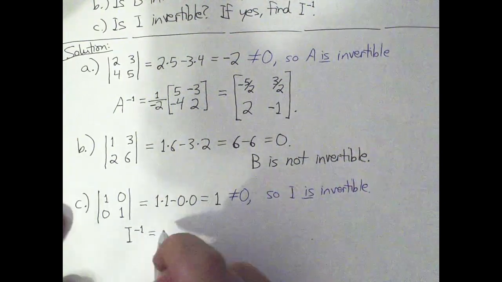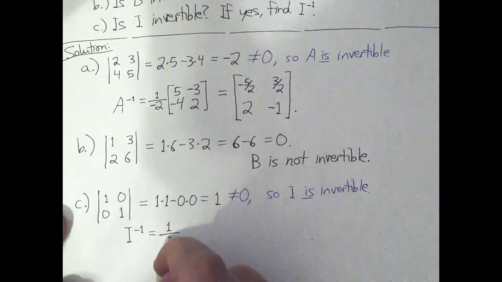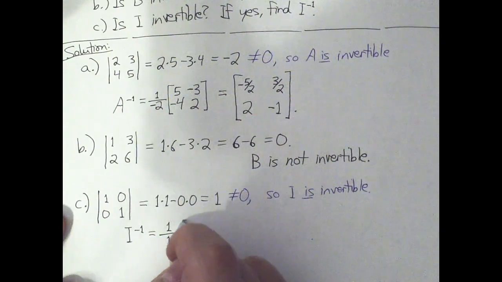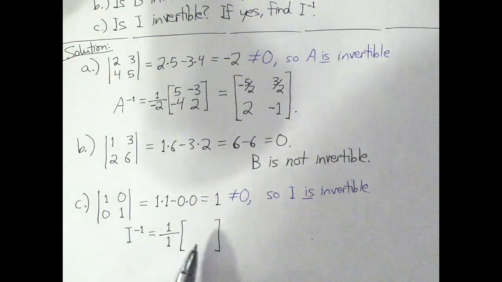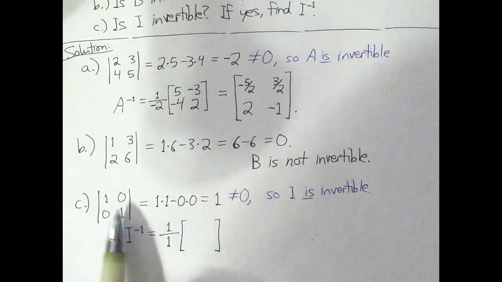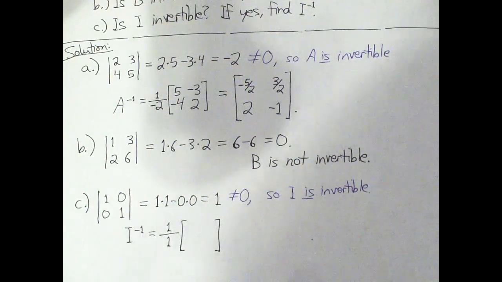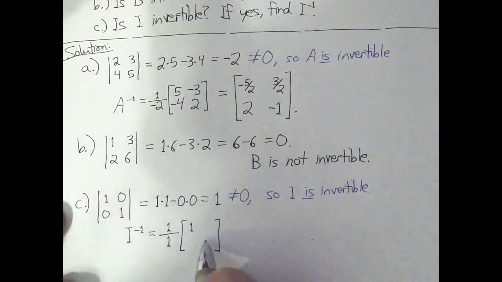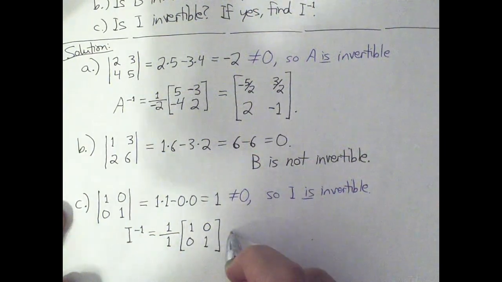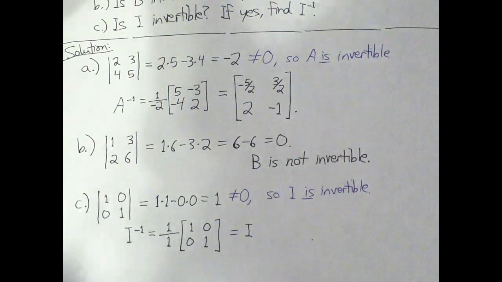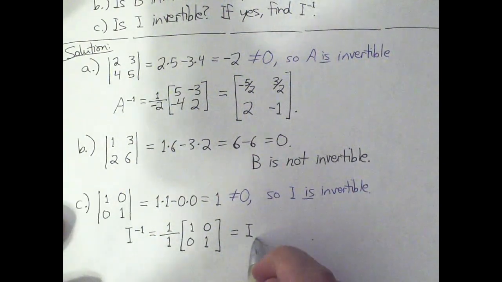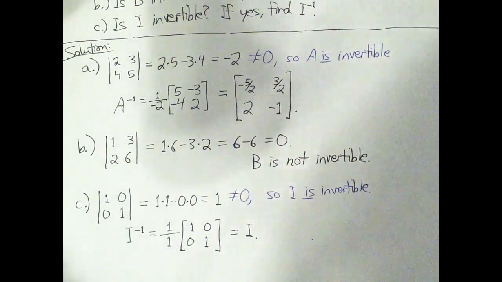I inverse is 1 over the determinant, which we found to be 1, times, all right, let's think about how these pieces swap around. You know how I've been saying that A and D trade places with each other? Well, the 1 and the 1 swap places with each other. The B and the C stay where they are but become negative. What's negative 0? Negative 0 is 0. So look what happens here. We get I. The inverse of the identity matrix is itself.